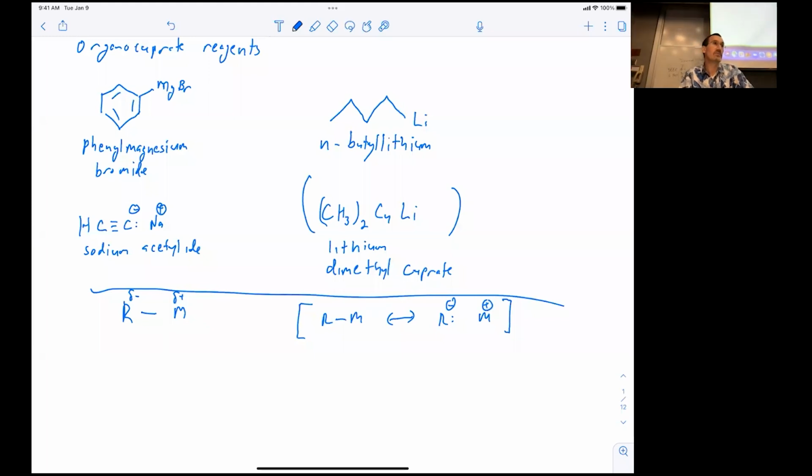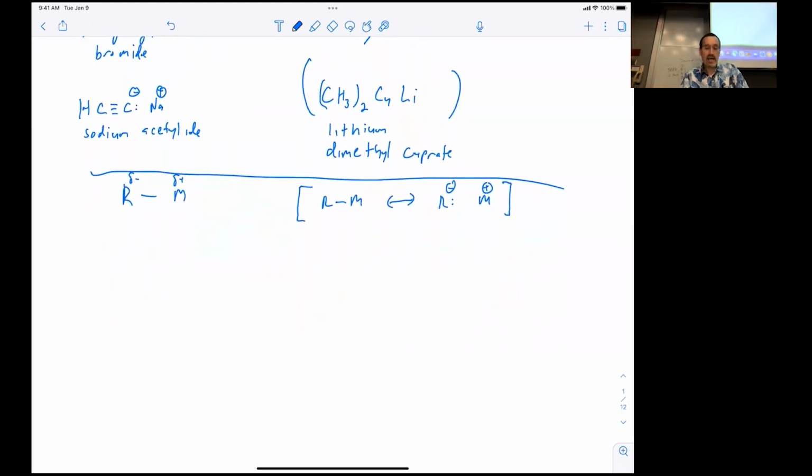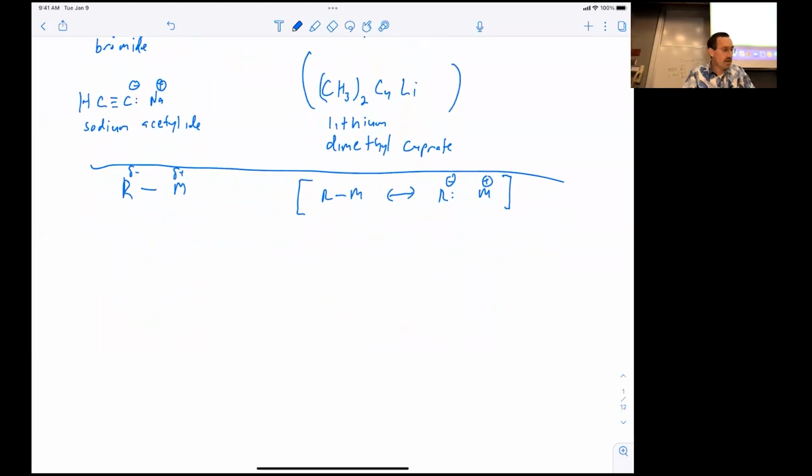In the case of sodium acetylide, we really can think predominantly of that resonance structure on the right. In the case of maybe a cuprate reagent, we might be thinking more in terms of the resonance structure on the left. So let's take a look then at the reactivity, and we'll start with a Grignard reagent.